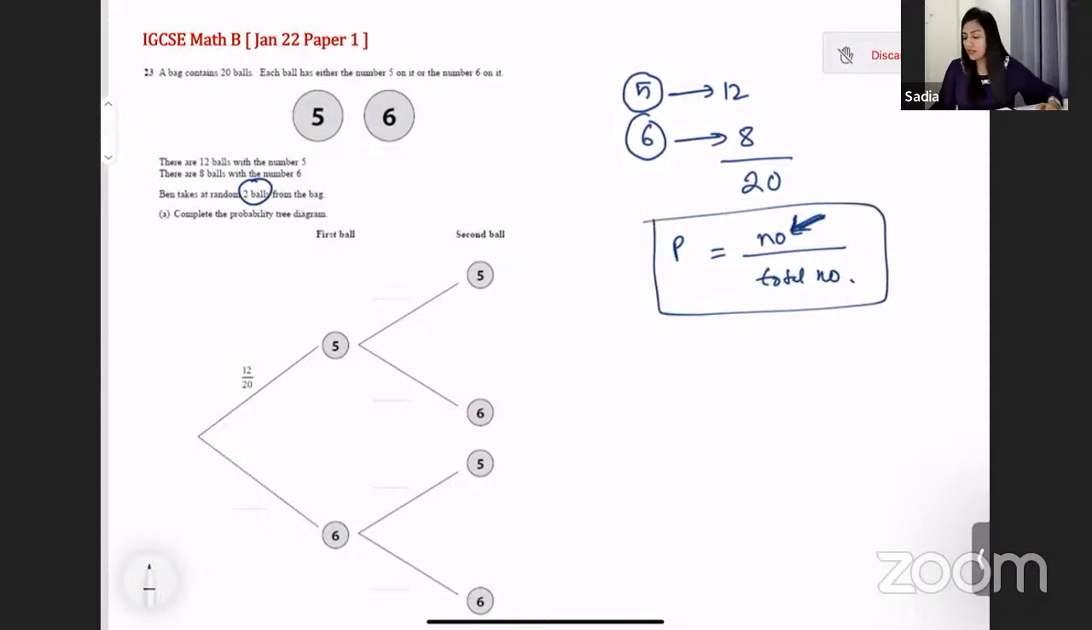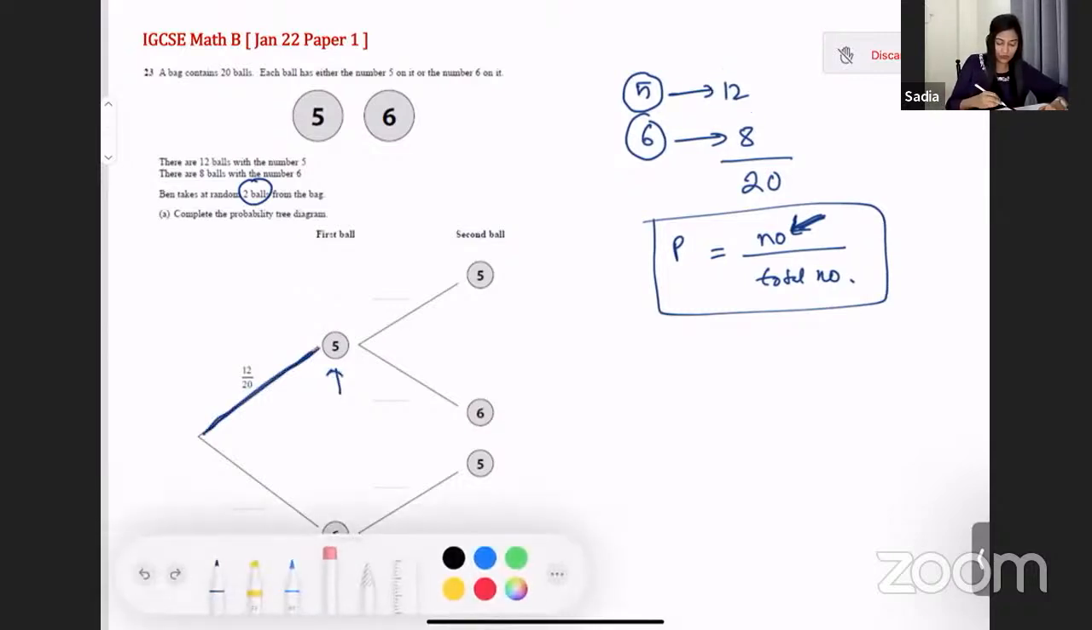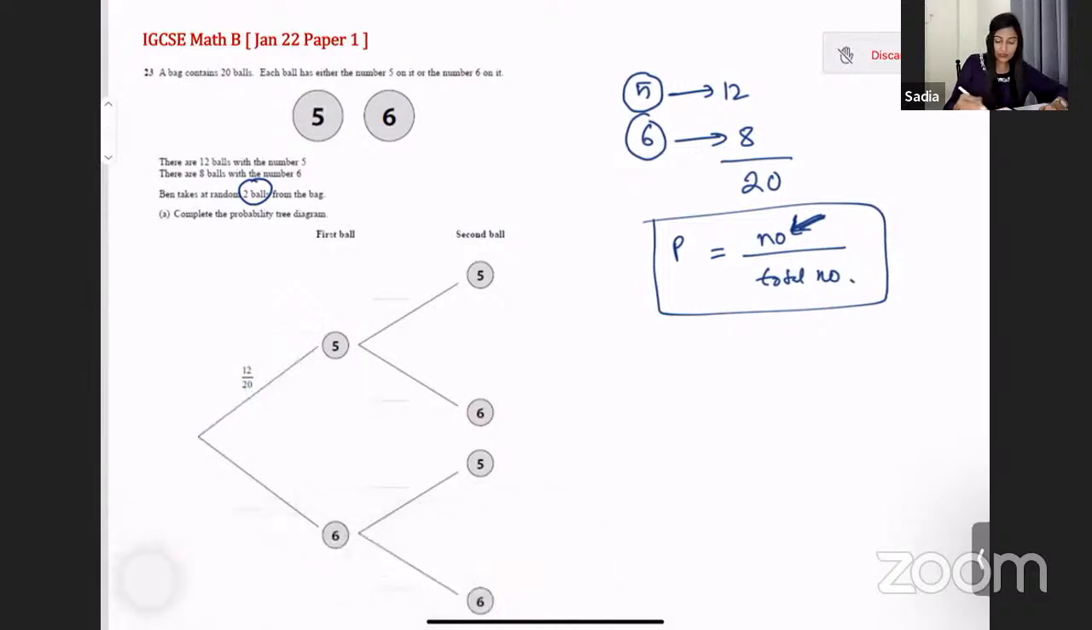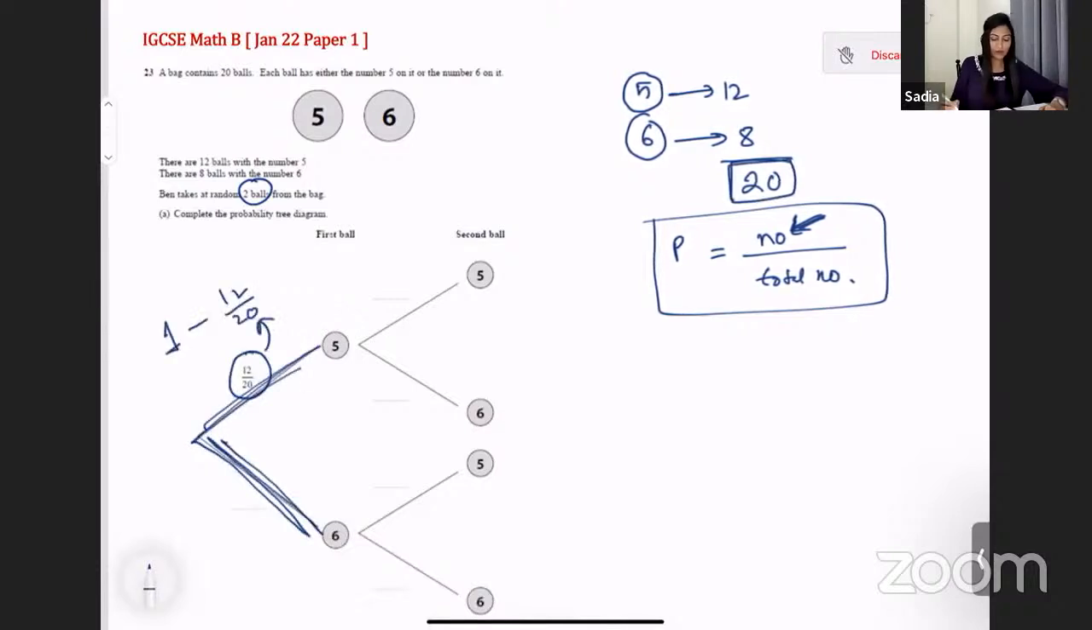We need to check out the numbers. When you are selecting the first ball, and you want that to be labeled 5, you need to check how many we have here. We have 12 different balls that are labeled 5, and in total you had 20. So that's 12 by 20. If you need this one, you can just deduct 12 by 20 from 1, because the total of the branch should be 1 here. So 1 minus 12 by 20. Or you can even select the values from here, 8 by 20.